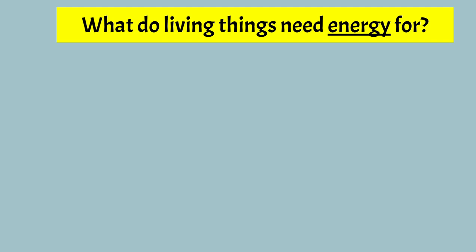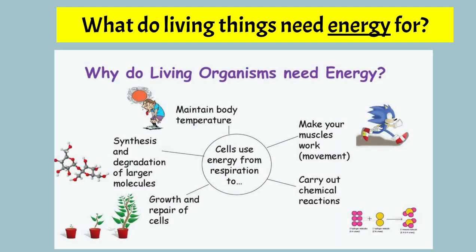What do living things need energy for? They need energy for things like maintaining body temperature, making our muscles work, carrying out chemical reactions, growth and repair of cells. And this one says synthesis and degradation of larger molecules. Synthesis just means making things, and degradation just means breaking things apart. So we are making larger molecules and breaking apart larger molecules, and we need energy to do that.